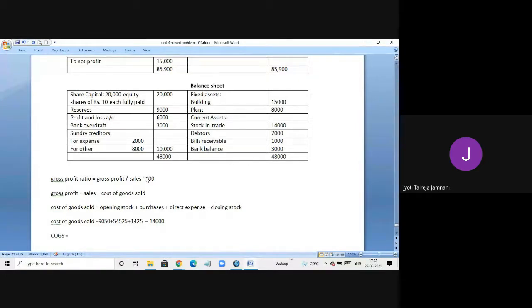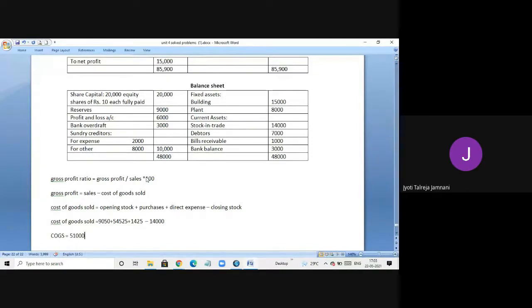Just check how much you get, cost of goods sold. So just see one second. 9,050 plus 54,525 plus 1,425 minus 14,000. Ma'am, 51,000. 51,000 is the cost of goods sold.